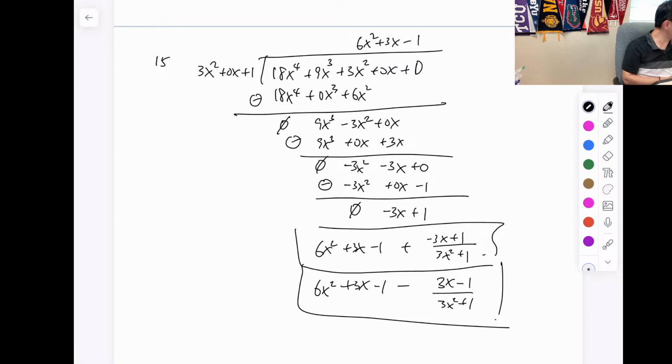Synthetic division is a lot easier. You just have to do it in the correct way. Make sure you change the sign. Make sure you drop the first term. Everything else should be pretty much easy.